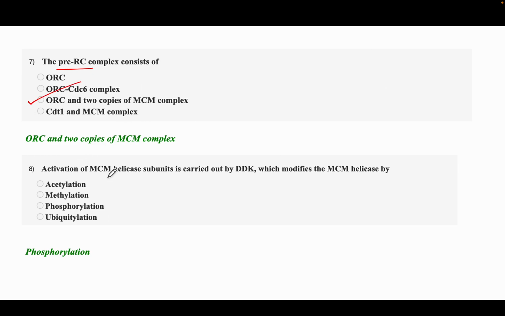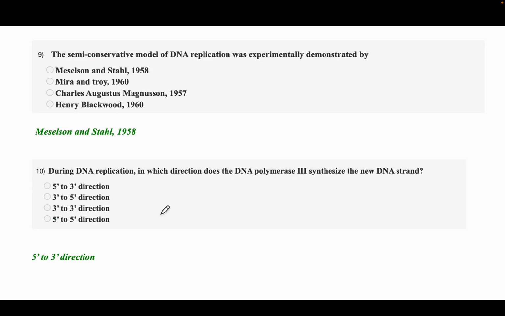Next question was, activation of MCM helicase subunits is carried out by DDK. This is a kinase, which modifies MCM helicase. We always know that what kinase does, kinase phosphorylates. So it will phosphorylate only. Next question, the semi-conservative model of DNA replication was experimentally demonstrated by Meselson and Stahl, 1958. During DNA replication, in which direction does the DNA polymerase 3 synthesize the new DNA strand? 5' to 3', 3' to 5', 3' to 3', and 5' to 5'. Obviously, 5' to 3'.